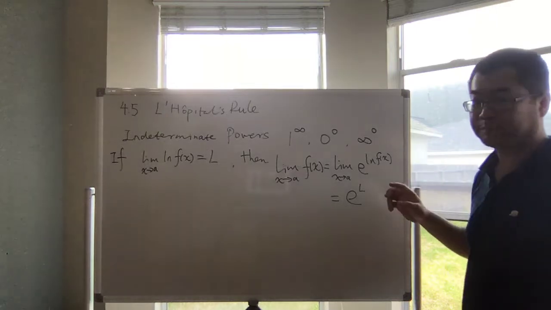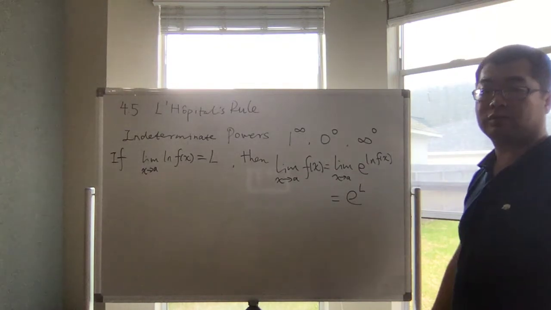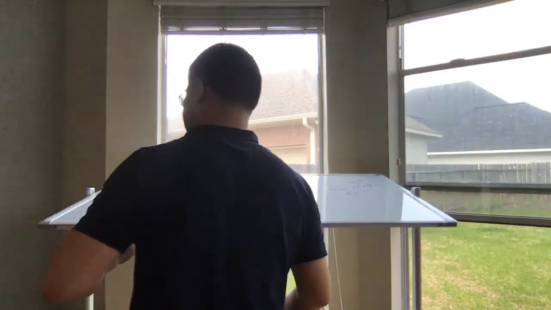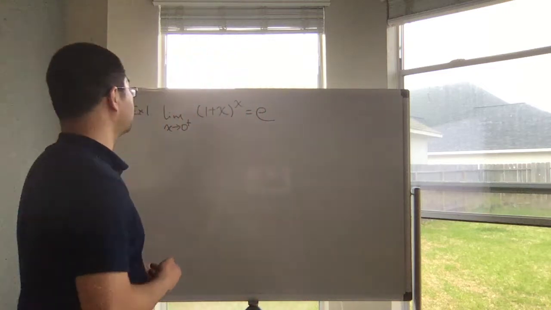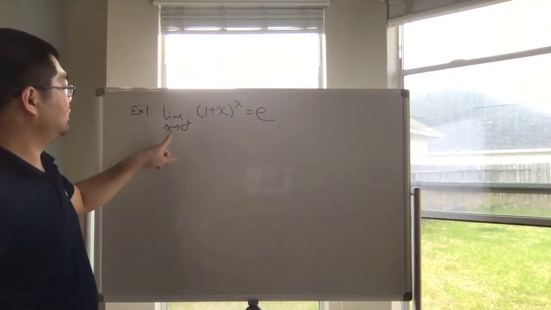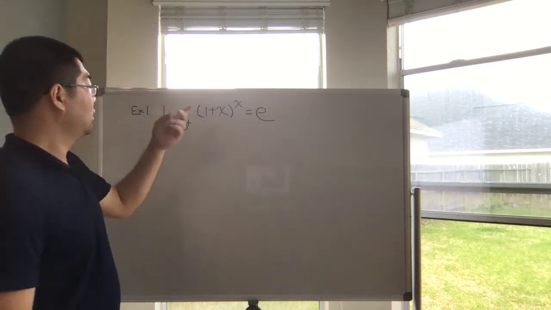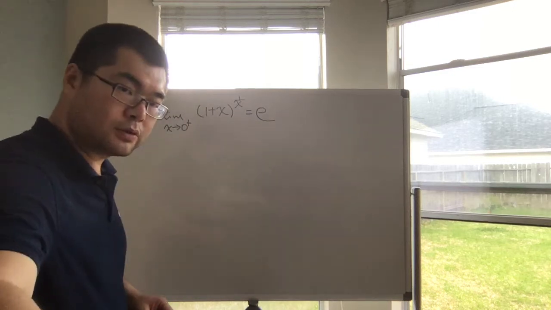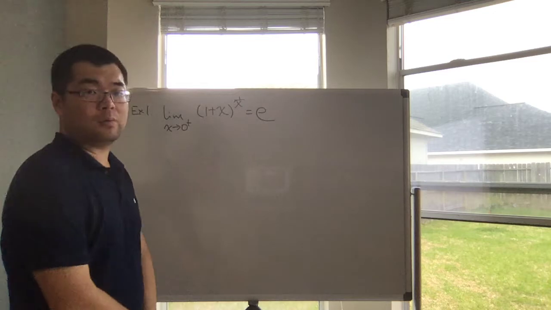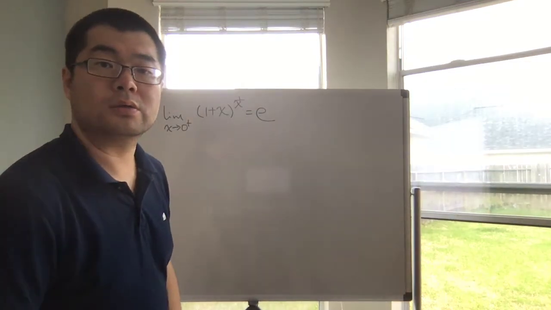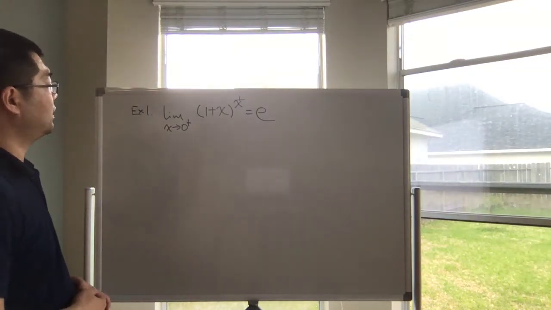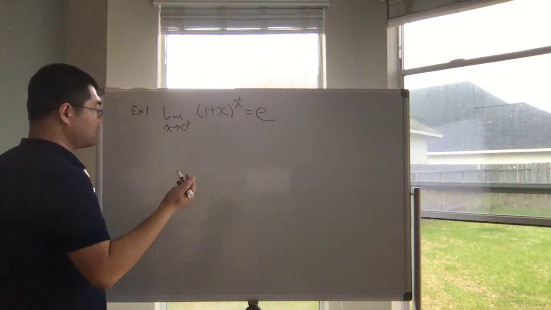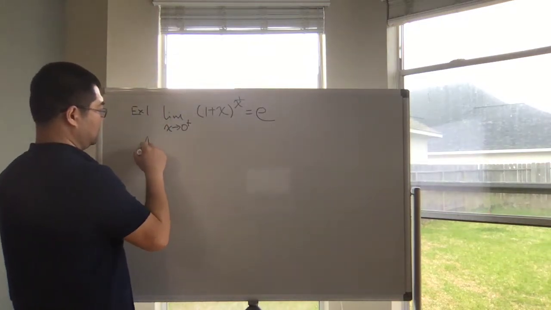It might be a little bit abstract if we only look at those conclusions, so let's start with one example. The problem is like this: show that the limit as x approaches 0 from the right of (1 plus x) to the power of 1 over x equals e. We are trying to prove that using the L'Hopital rule. And again, the basic idea is going to be something like this.